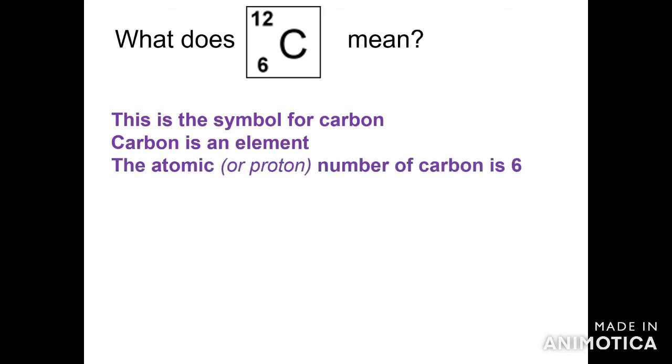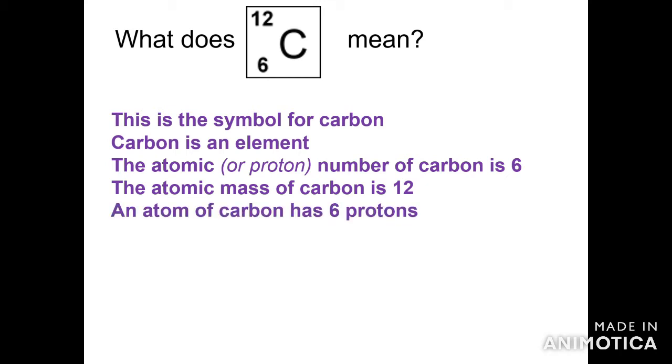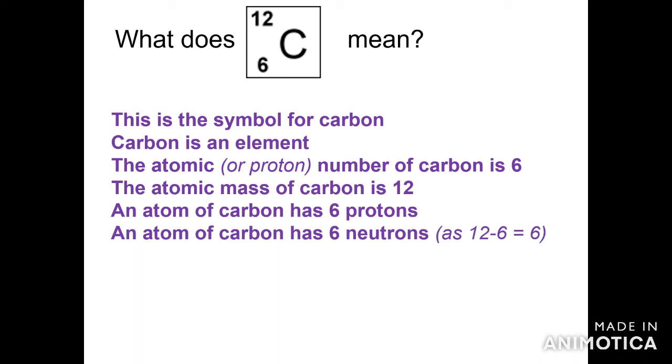The atomic number of carbon is 6, the lower number, and the mass number, the atomic mass of carbon, is 12. That's the top number. The atom of carbon has 6 protons. That's what that little number, the lower number, the 6, tells us. An atom of carbon has 6 neutrons.